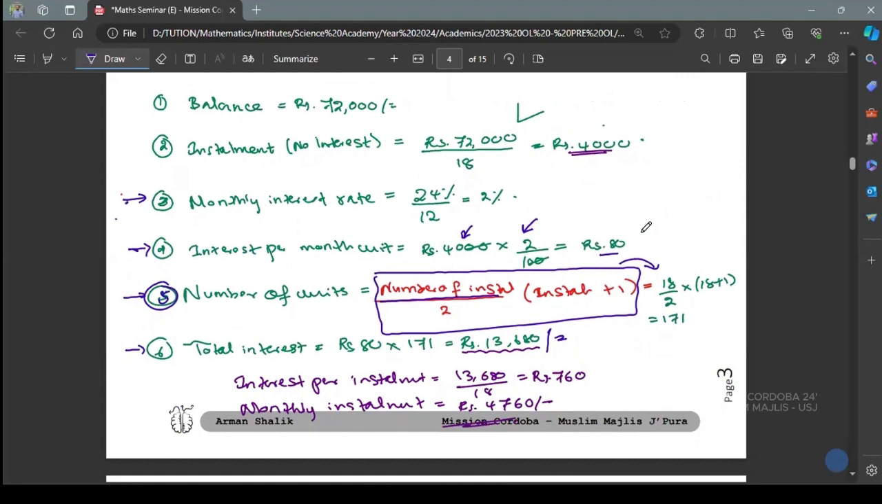I just substitute the values. Number of month units is a number of. I will send the tute in the chat box once again. Okay. So I sent the tute again.